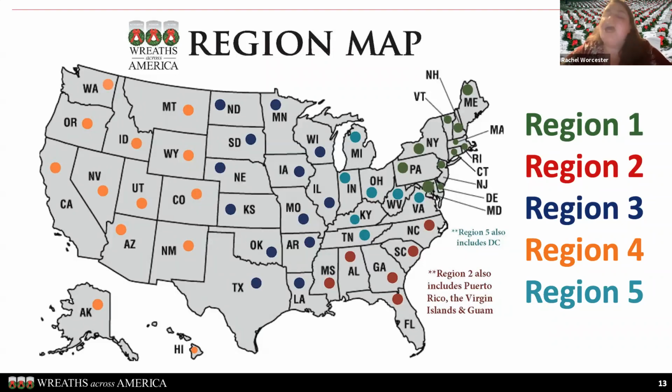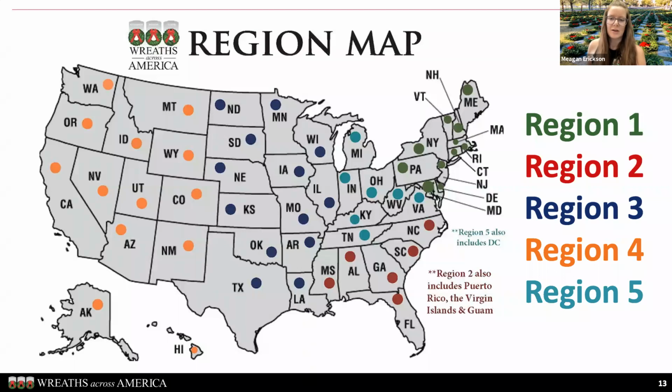Exactly. And one thing too: if you get anybody who's really upset, have them reach out to us at headquarters, because we can do whatever we can to make it right. We can give them a refund if that's what they want, or we can credit a wreath to your location for next year, to make sure they have a wreath to place on their grave that following year. So if somebody's really upset, have them reach out to us.